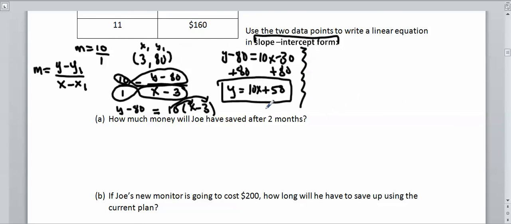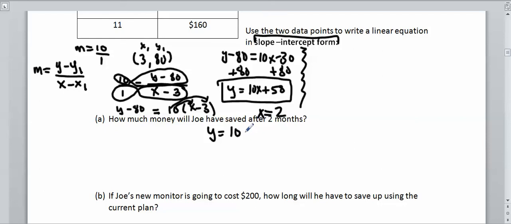Okay, so now that I've got my equation, I'm going to use it to solve these two questions. How much money will Joe have saved after 2 months? Well, remember, x is the number of months, so they're telling me that in this case, x equals 2. So I'm going to plug that into my equation and figure that out. So pause the video right now and try that yourself. See what you get.